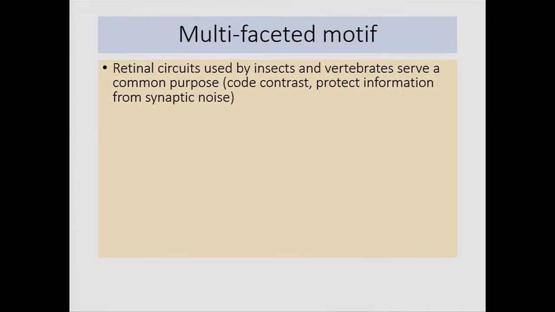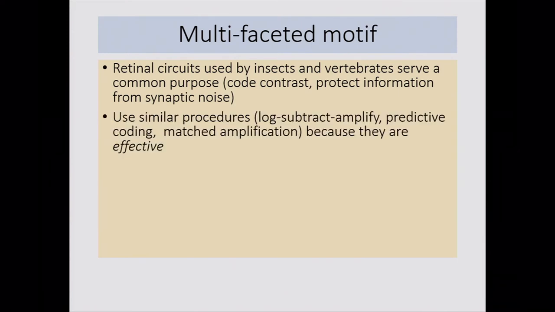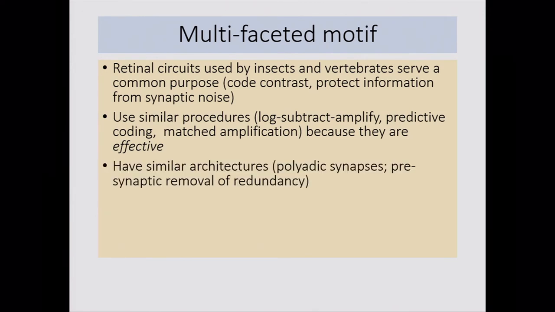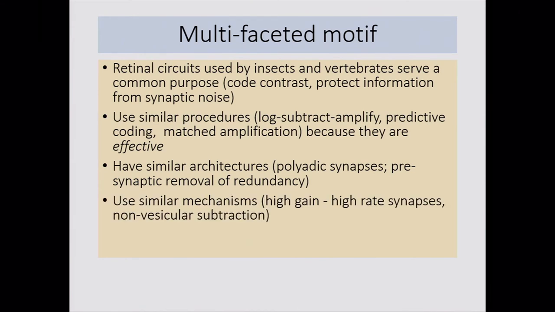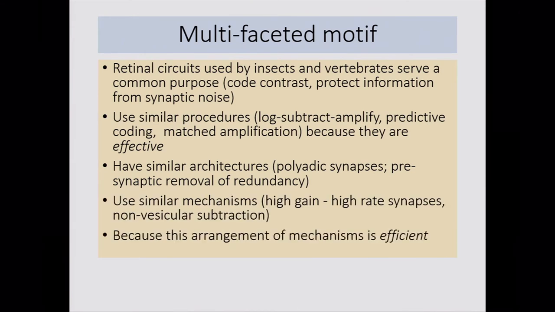And so what we have then is a multifaceted motif. We have retinal circuits that are identical in structure and function and mechanism because they have a similar purpose, they use similar procedures because they're effective, they have similar architectures, and they use similar mechanisms because this makes them more efficient. And this is the first time that anybody has actually identified an efficiency benefit from a circuit motif.